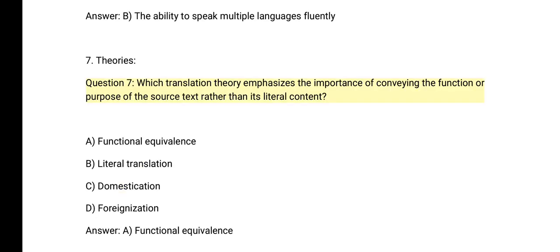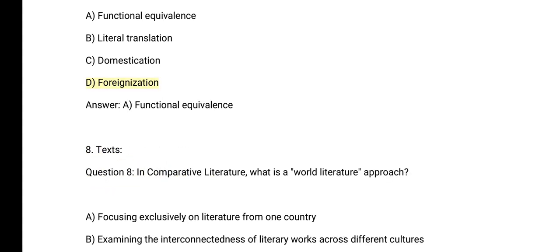7. Theories. Question 7. Which translation theory emphasizes the importance of conveying the function or purpose of the source text rather than its literal content? A. Functional equivalence. B. Literal translation. C. Domestication. D. Foreignization. Answer. A. Functional equivalence.